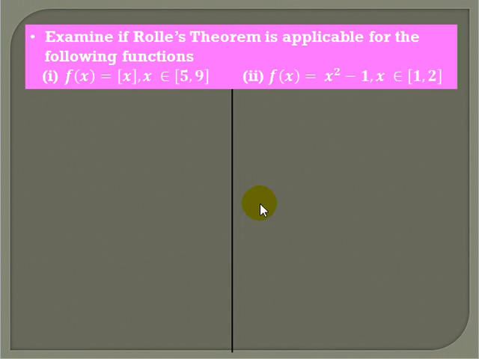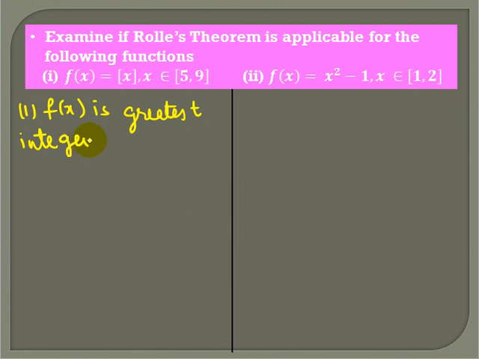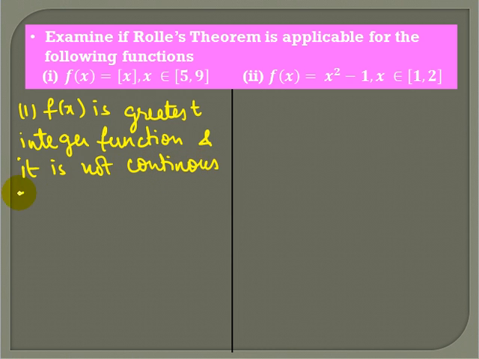Children, taking another example, again we are going to examine whether Rolle's theorem is applicable for these two cases or not. So we have to always look at the functions first. What is in the first part? If you see, f(x) is a greatest integer function. What do you know about the greatest integer function? You can quickly recall. We know that greatest integer functions are not continuous. Okay, so f(x) is a greatest integer function and it is not continuous at which values? It is not continuous for x belonging to integers.